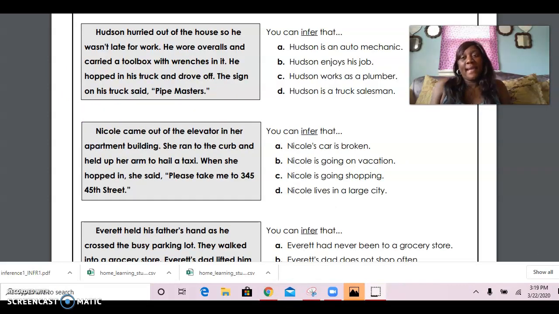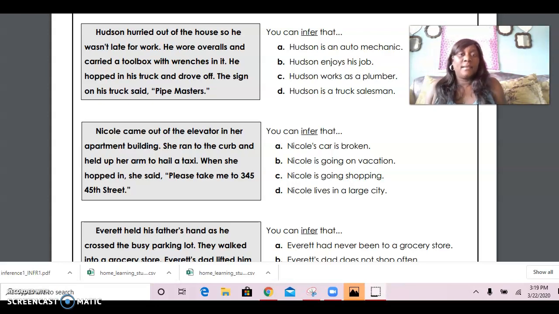So now we are at our second paragraph. I'm only going to be reading the paragraph one time because you will be going back on your own, reading it twice independently, and then choosing the best answer. Here we go. Hudson hurried out of the house so he wasn't late for work. He wore overalls and carried a toolbox with wrenches in it. He hopped in his truck and drove off. The sign on his truck said, Pipe Masters.